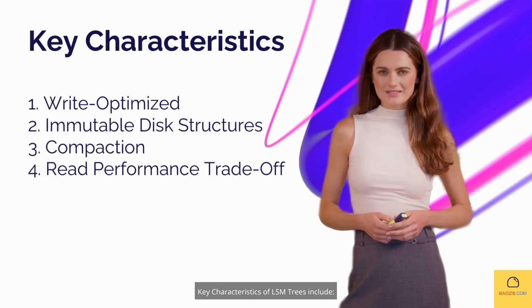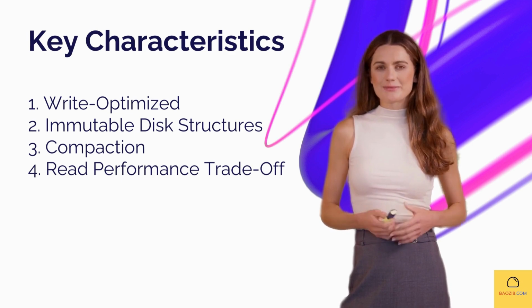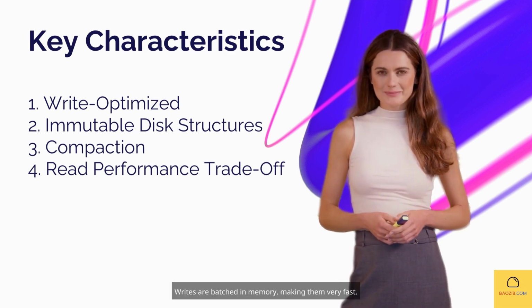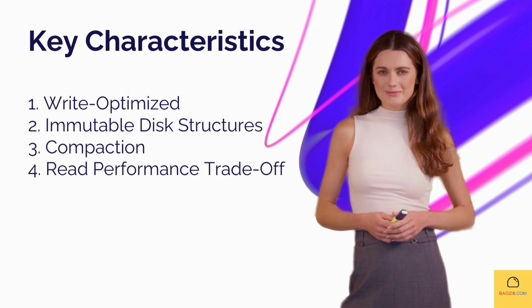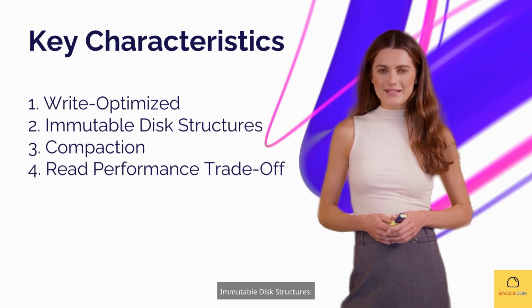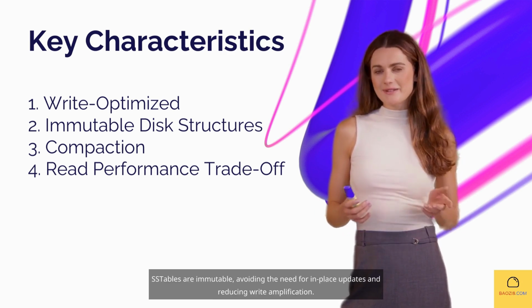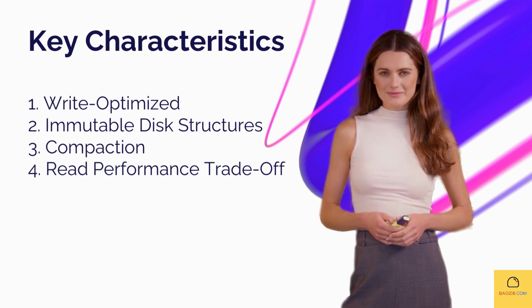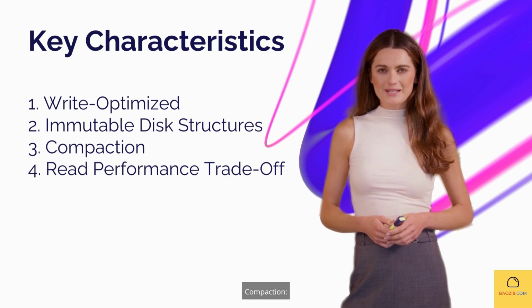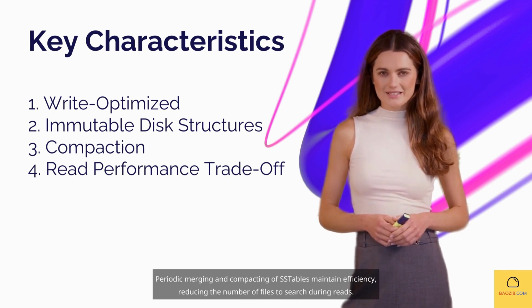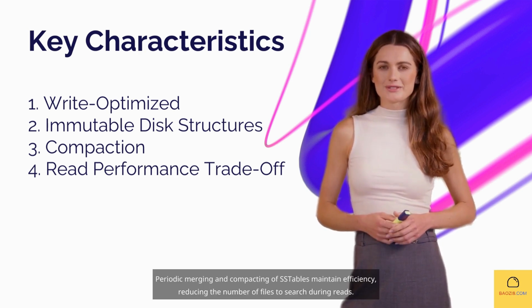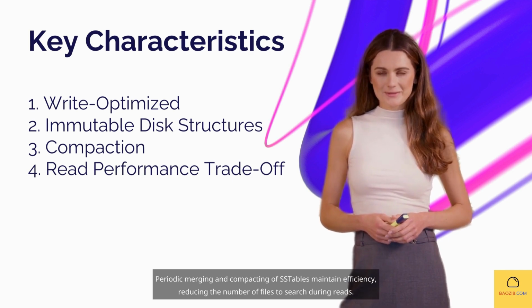Key characteristics of LSM trees include: 1. Write optimized. Writes are batched in memory, making them very fast. 2. Immutable disk structures. SSTables are immutable, avoiding the need for in-place updates and reducing write amplification. 3. Compaction. Periodic merging and compacting of SSTables maintain efficiency, reducing the number of files to search during reads.